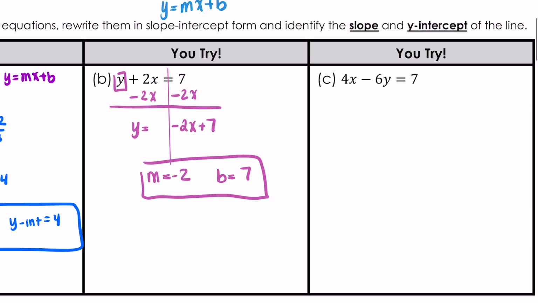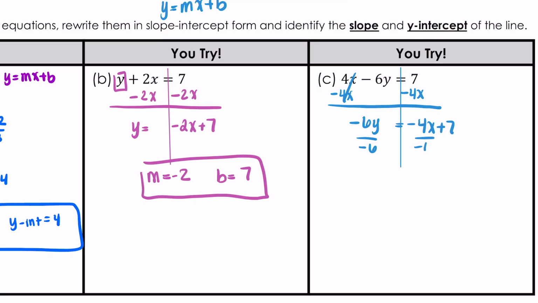Now this one's a little extra spicy. We want to get that x on the right-hand side for our 4x minus 6y equals 7. So I subtract 4x, subtract 4x. We get negative 6y equals negative 4x plus 7. And now we're going to divide every single term by negative 6.